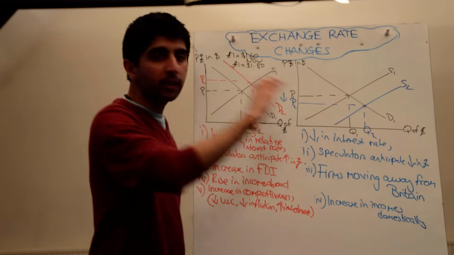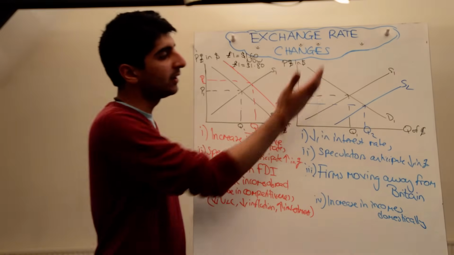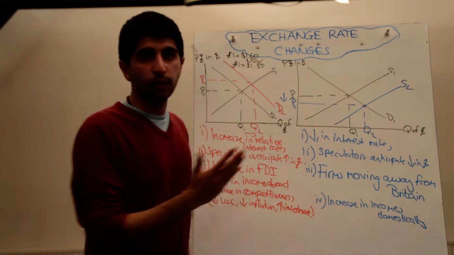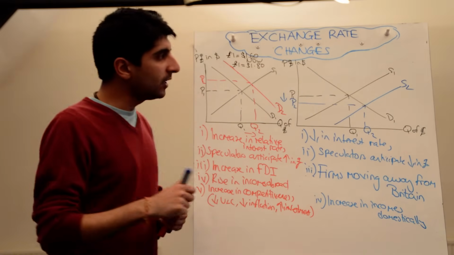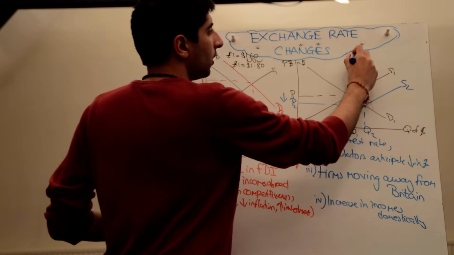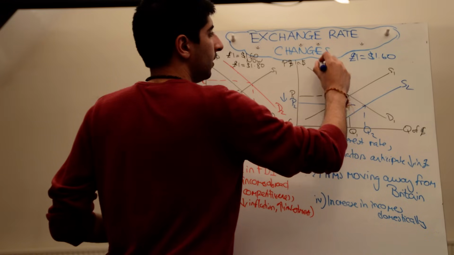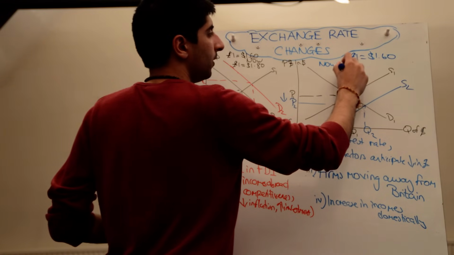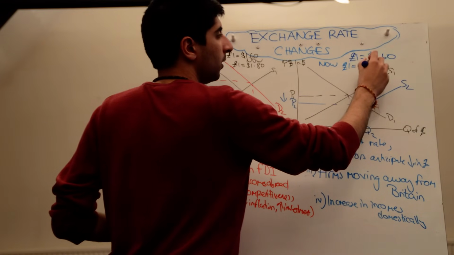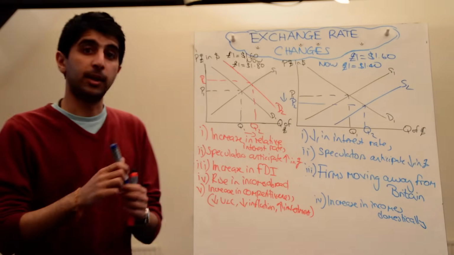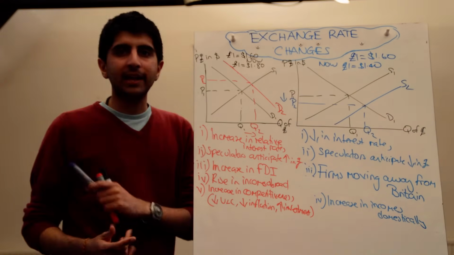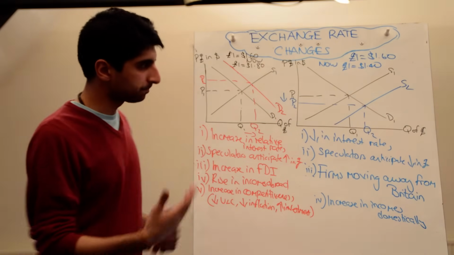But similarly, the pound can depreciate, or any currency can depreciate, if supply shifts to the right. So if a currency depreciates, maybe initially £1 could buy $1.60, but now because it's depreciated, £1 can only buy $1.40, maybe. So when a currency depreciates, it can buy less of another currency.